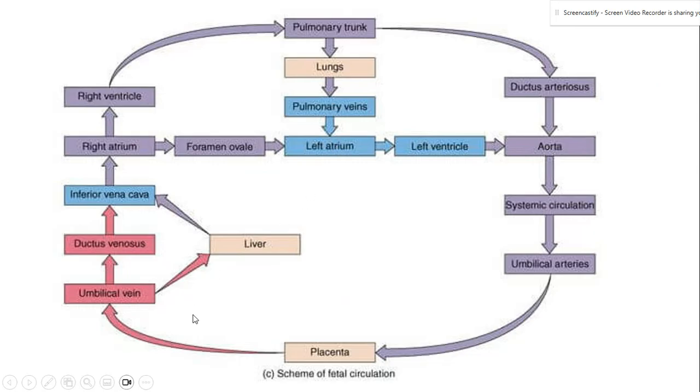All right. So this is the umbilical vein, this is the placenta, right? Umbilical vein, ductus venosus, inferior vena cava, right atrium, right ventricle, pulmonary trunk, lungs, pulmonary veins, left ventricle, ductus arteriosus, aorta, systemic circulation, umbilical arteries, and back to the placenta. Then again, the blood is flowing back, okay? Lungs, pulmonary veins, left atrium, okay?